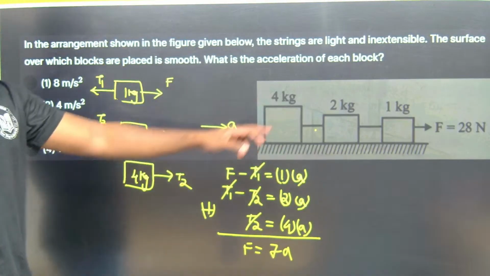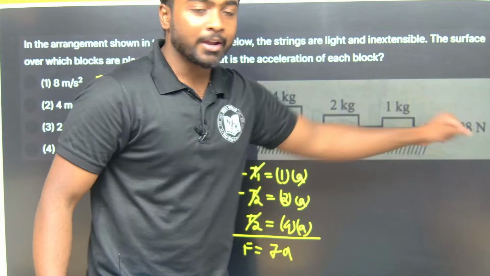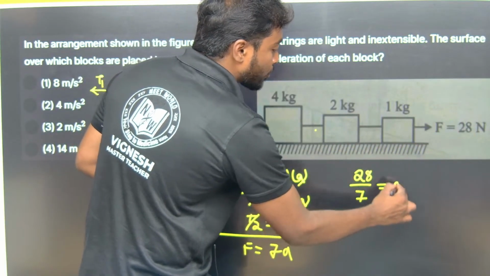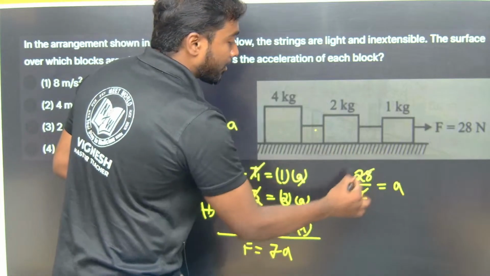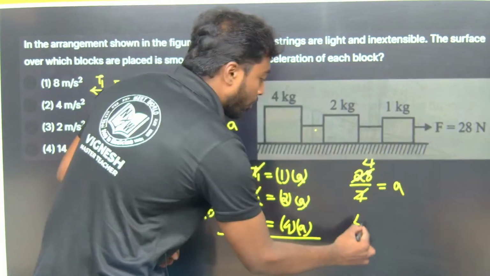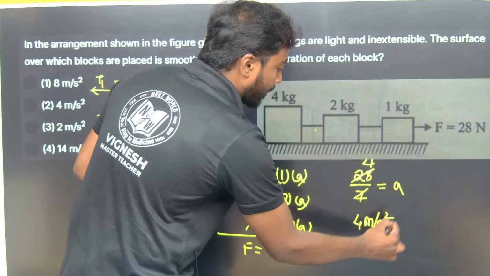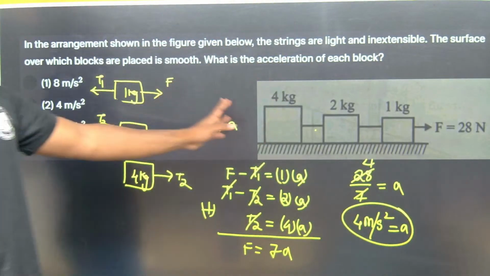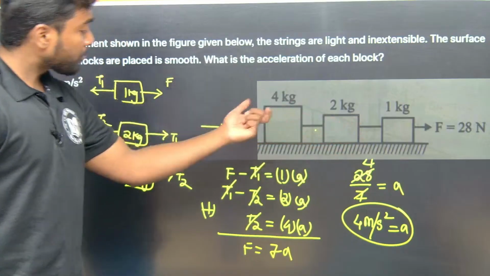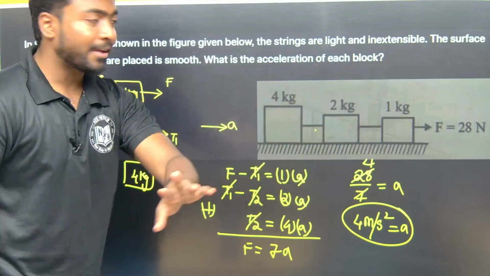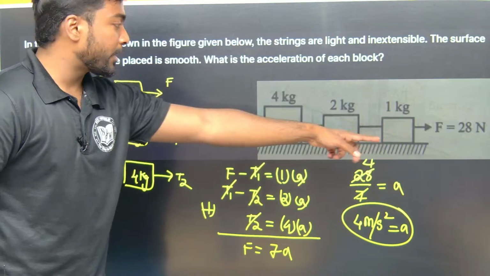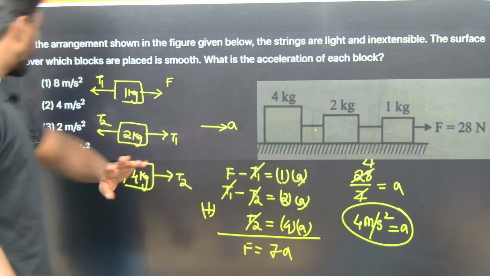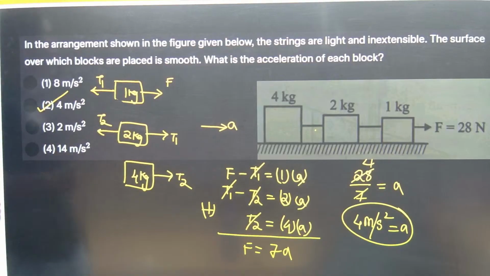So, what is F given here? 28 Newton, right? So, 28 divided by 7 is equal to A, which is nothing but 4. 4 meter per second square is the acceleration of the given block. Whichever block I consider, each block has the same acceleration when I apply the force of 28 Newton. So, the acceleration of each block will be 4 meter per second square. Option 2 is the correct answer.